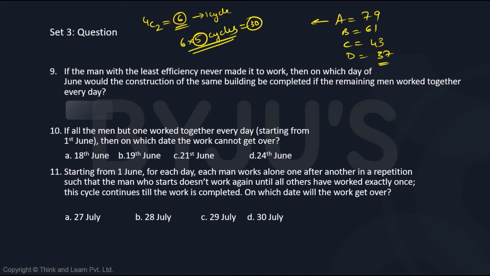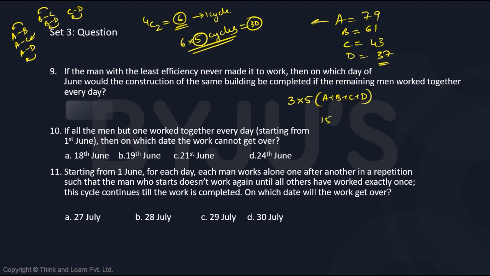In each cycle, each person will be working for 3 days, because A will work with B, A will work with C, A will work with D. Similarly, B is working with A, B will work with C, and B will work with D. Similarly, C is working with A, B, and D. And D will work with A, B, and C. So everybody in one cycle works for 3 days. So 3 times 5, there are 15 cycles of A plus B plus C plus D. This is the total quantity of work.